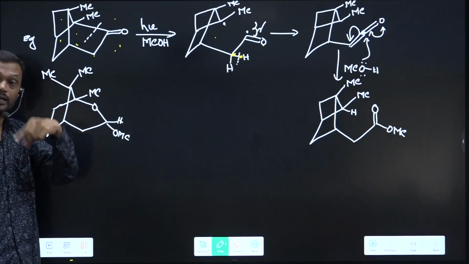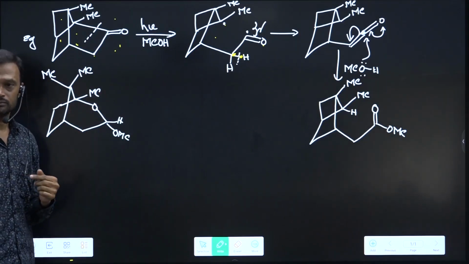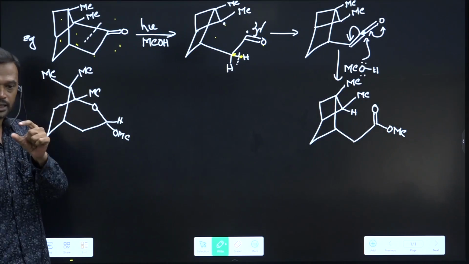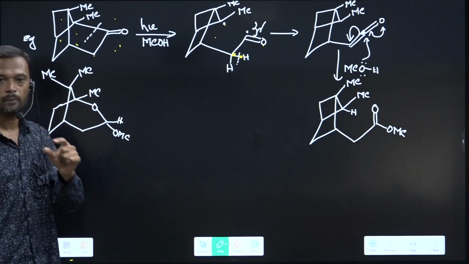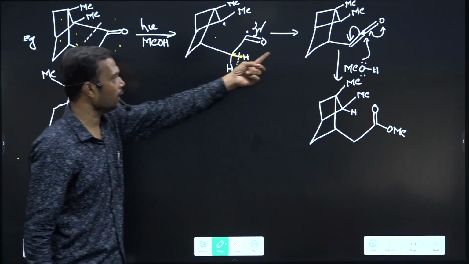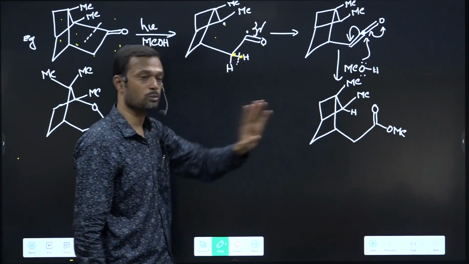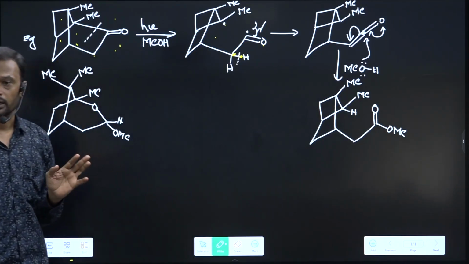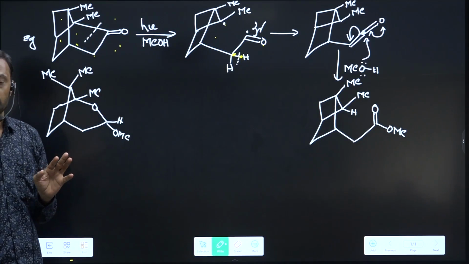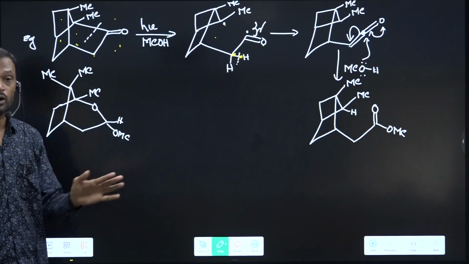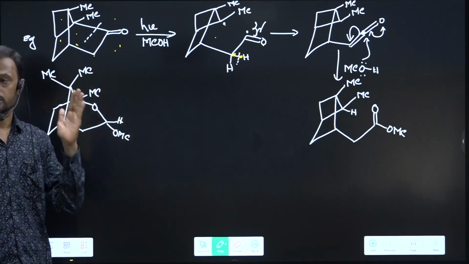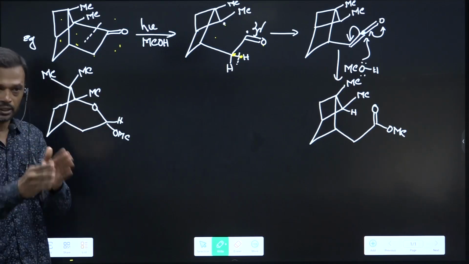Bicycle to bicycle with an increase in one carbon is more easy. Bicycle to bicycle by increasing one atom is more easy. Tricycle to tricycle by increasing one atom is impossible. Why? Because the ring cannot survive. As more rings increase, strain increases, so stability decreases.